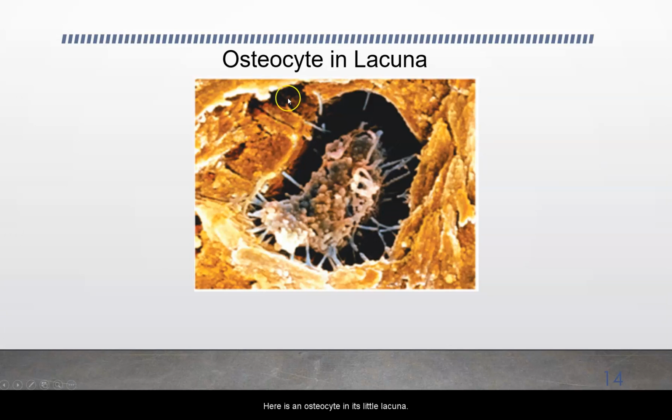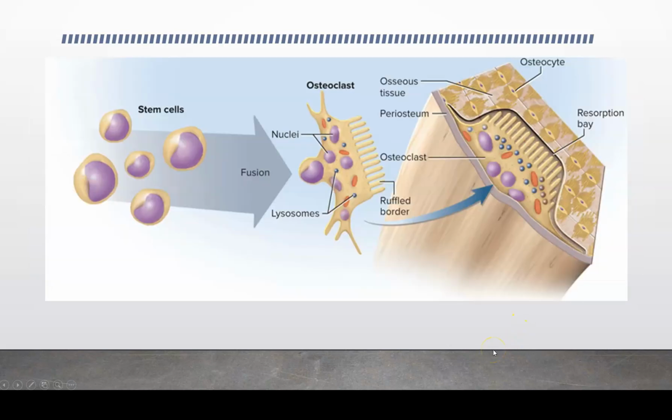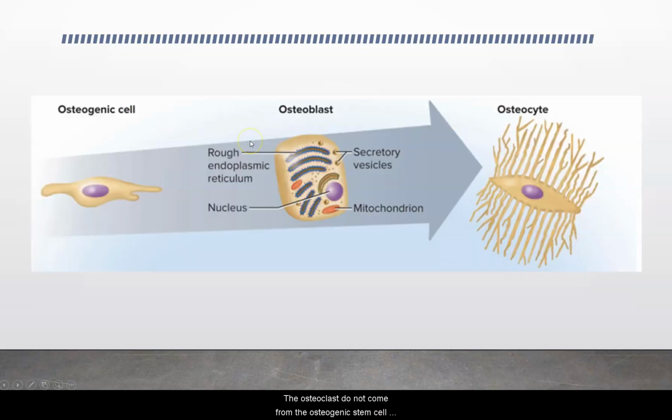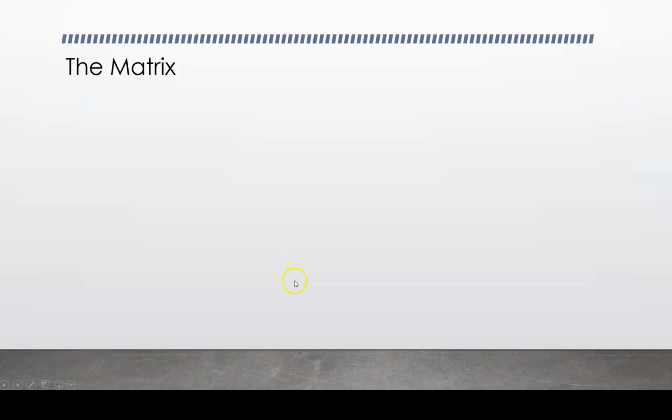Here is an osteocyte in its little lacuna. Kind of cool to see that. And here is the life cycle of the osteogenic cell. The osteogenic cell becomes an osteoblast, some of which then become osteocytes, and you can see they are embedded in the matrix. Now, the osteoclasts do not come from the osteogenic stem cell line. They come from different stem cells that become osteoclasts and do a different function altogether.